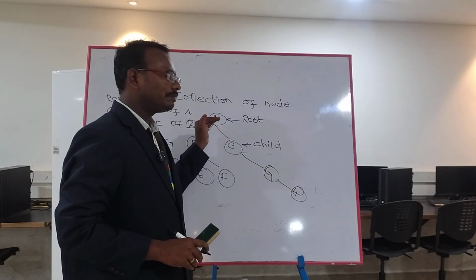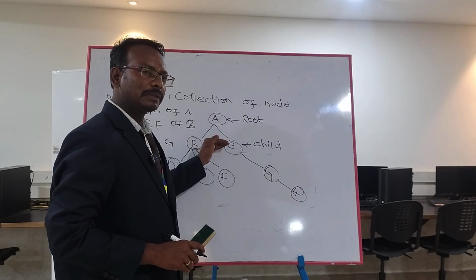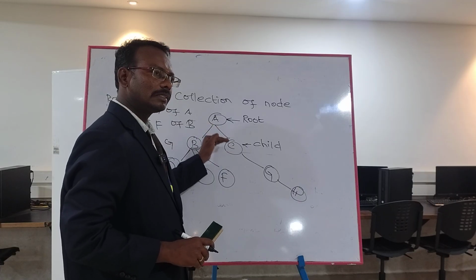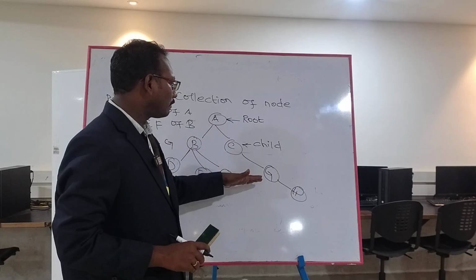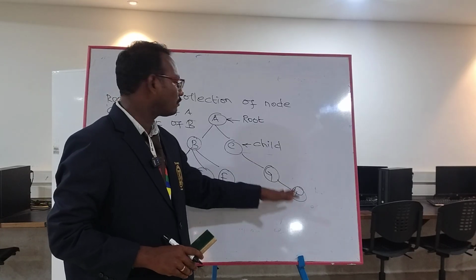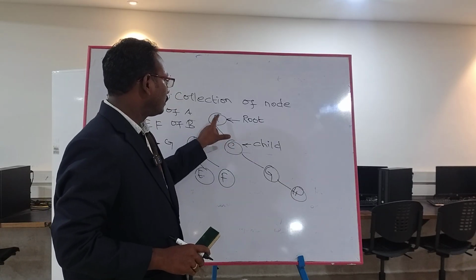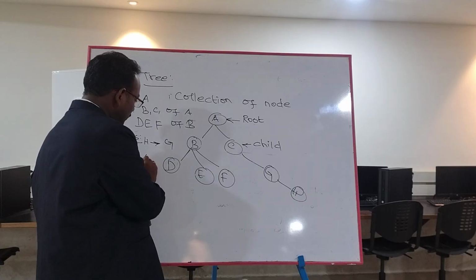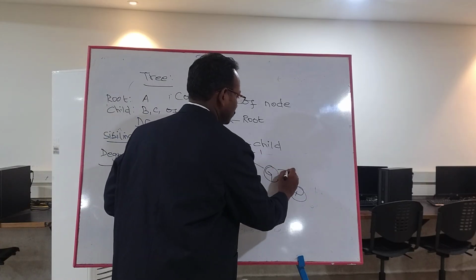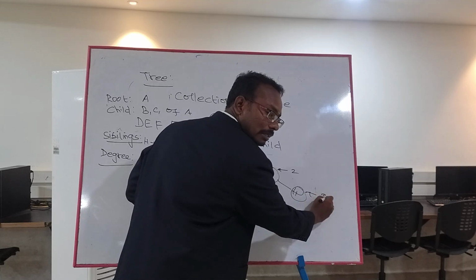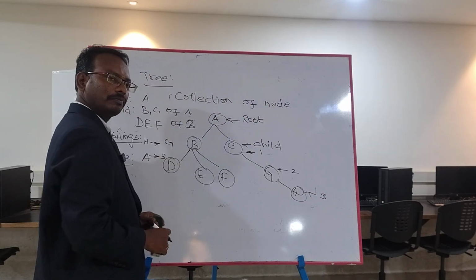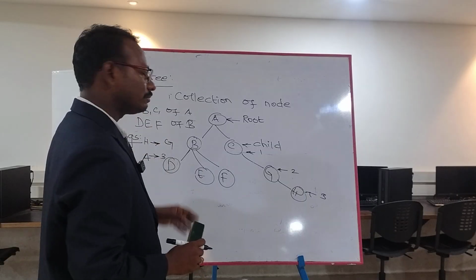Degree is nothing but the levels we can represent in the tree. For example, level 1 is considered as degree 1, level 2 is considered as degree 2, and level 3 is considered as degree 3. For example, for A, this is level 1, this is level 2, and this is level 3. So for A we have a degree of 3. This is degree.